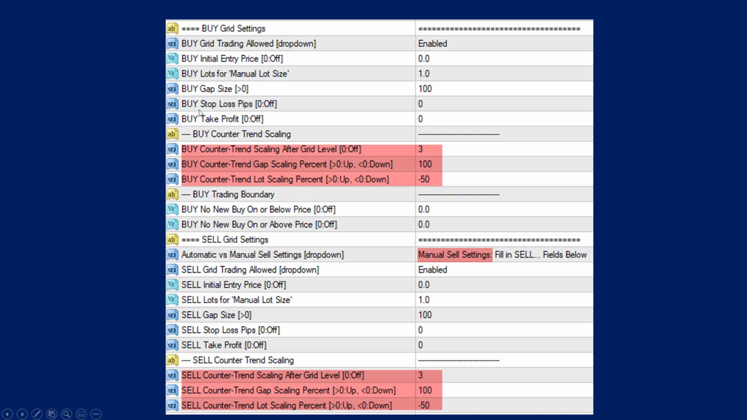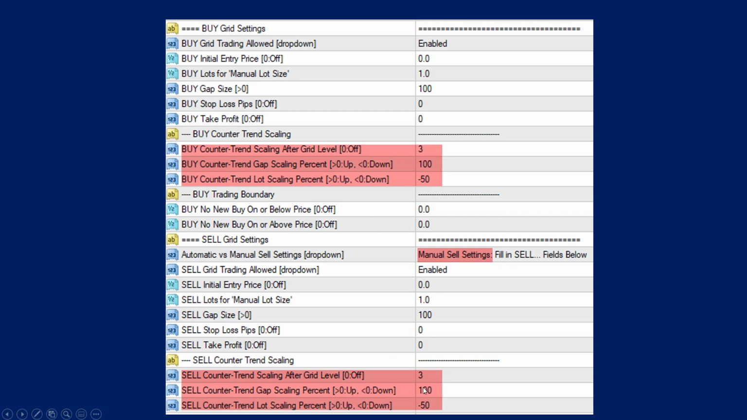Let's say you have a couple of open buys, and the market starts trending downwards. In other words, starts selling. You can say that after 3 levels of buy transactions that are open, then increase the gap sizes by 100%. In other words, double the gap sizes for buys. That means it opens fewer buyers, and therefore your losses can be reduced. Or in this case, reduce the lot sizing by 50%. So again, it reduces the losses that you could make on buy transactions. And the reverse obviously applies to the sell transactions.